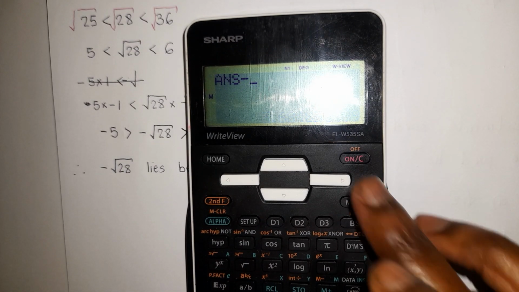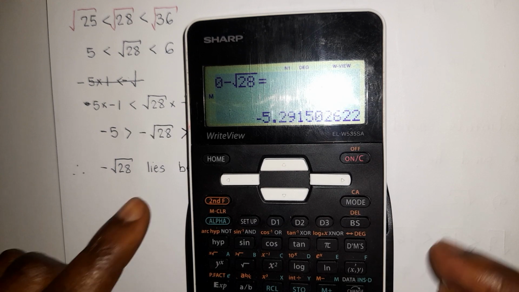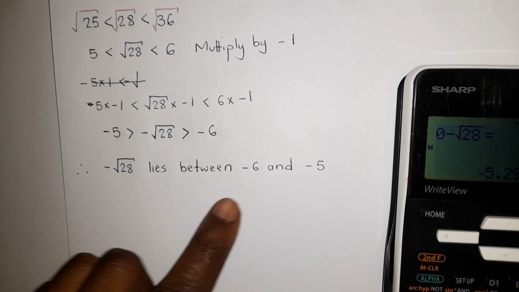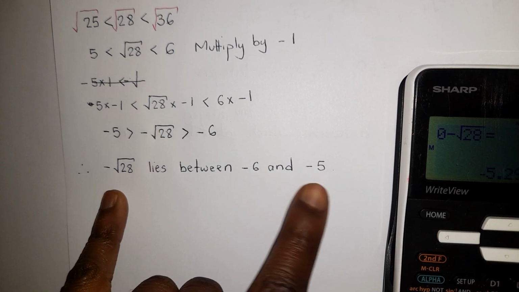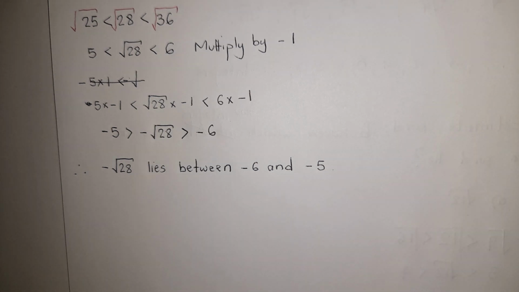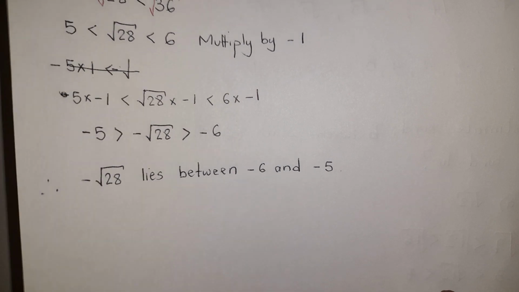Right, quick check. You'll have the negative square root of 28. You'd find that it is negative 2 root 7, which is negative 5.29. Negative 5.29 is between negative 6 and negative 5. That is definitely true. So this is how you tackle estimating sets.